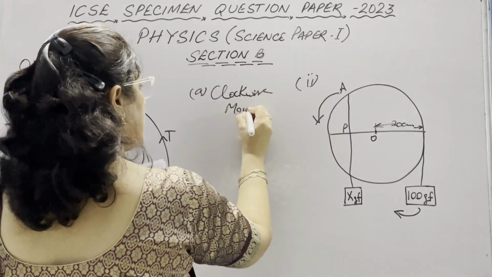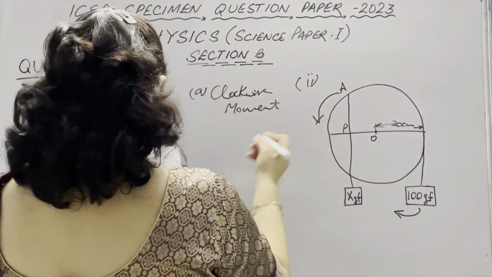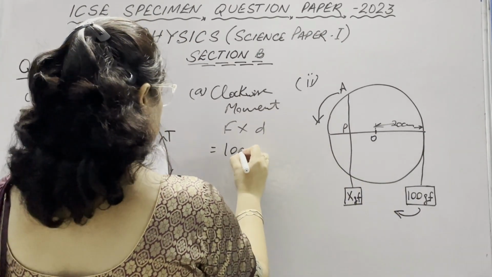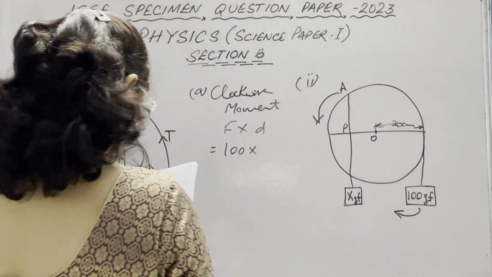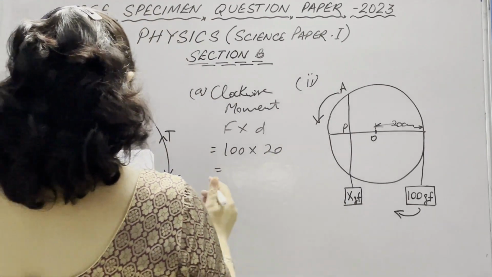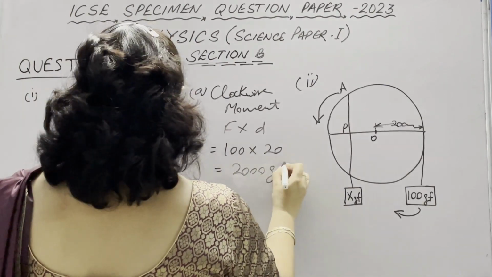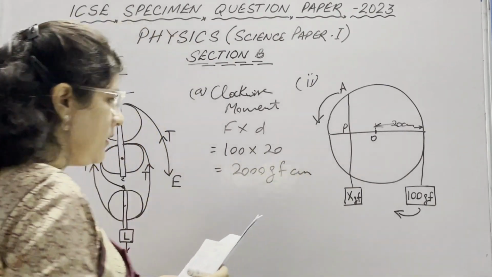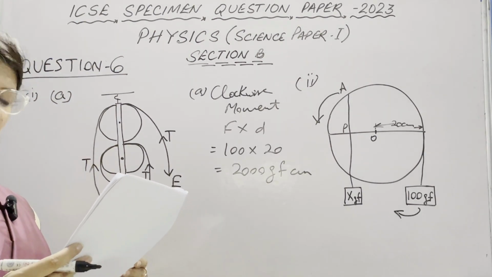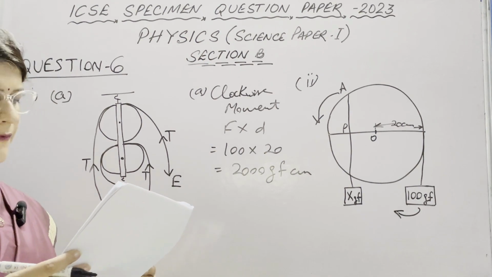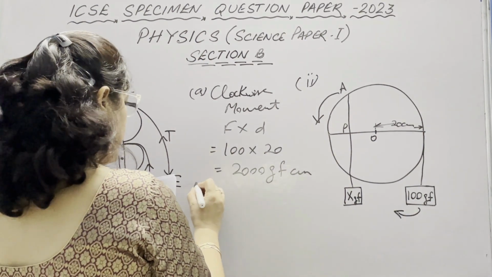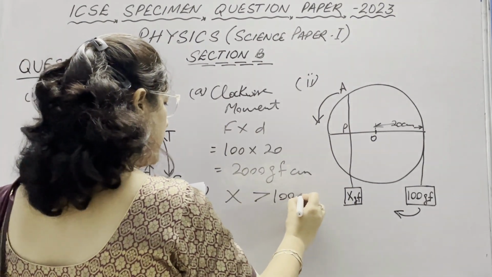Clockwise moment, we know the formula of moment: F into D. Here F is given as 100 GF, and what is the value of D? It is 20 from the center. It means 2000 GF centimeter is the clockwise moment. In B part, state whether X is equal to 100 GF, less than 100 GF or greater than 100 GF. So, we should write X is greater than 100 GF.